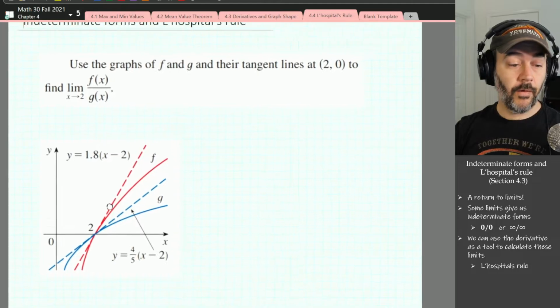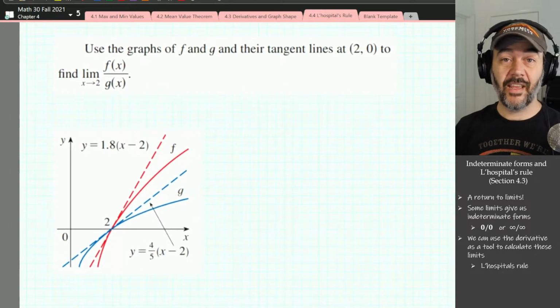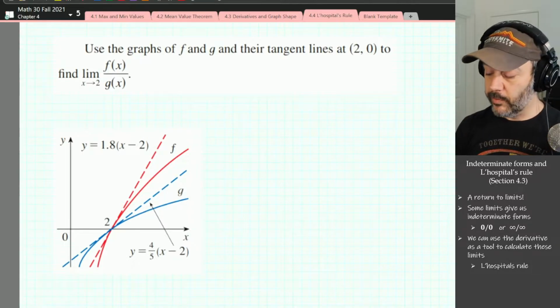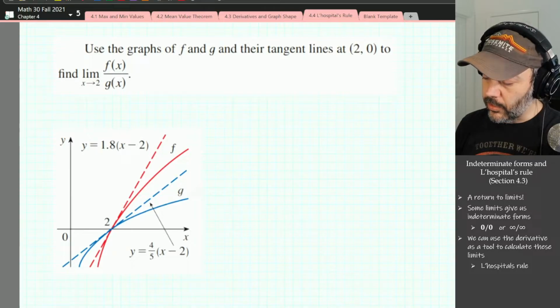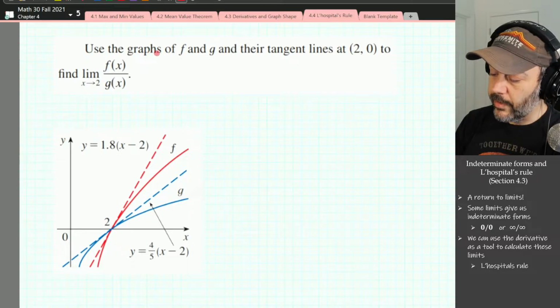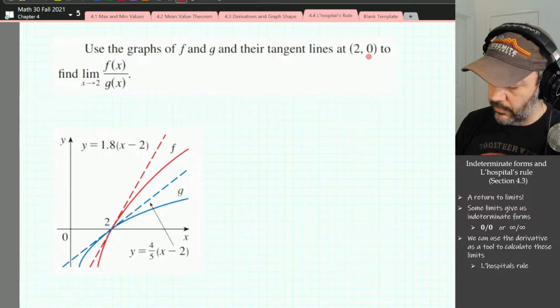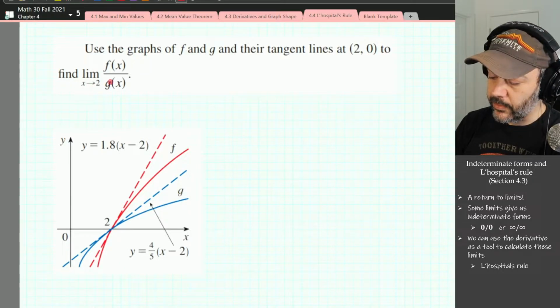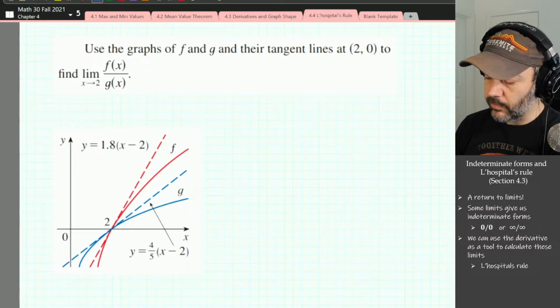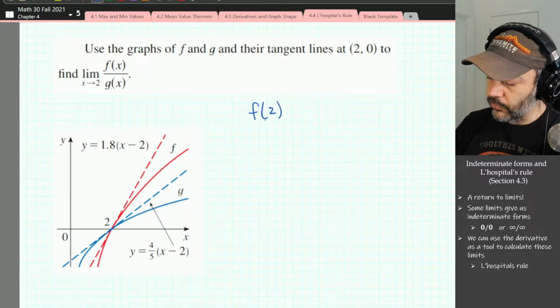Okay, let's look at one that's similar to what's on your homework, and this is a L'Hopital's rule question that uses a graph. So it's going to force us to think about old meanings of the derivative. Okay, use the graphs of f and g and their tangent lines at (2, 0) to find the limit as x goes to 2 of f divided by g. So the first thing we need to check is, well, you could actually try direct substitution. So what is f of 2 over g of 2?